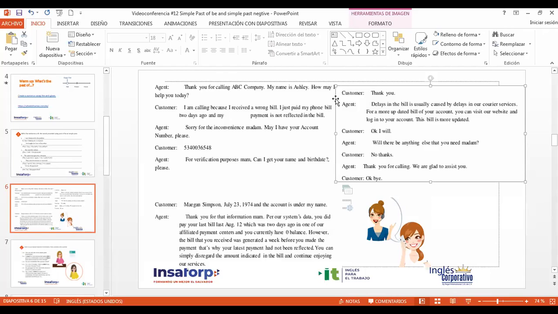Ahí dice, the bill that you received was generated, el recibo que usted recibió fue generado a week before you made the payment, una semana antes de que ella hiciera el pago. Por eso su último pago no ha sido reflejado. Usted simplemente ignore la cantidad indicada en el recibo y continúe disfrutando de nuestros servicios.